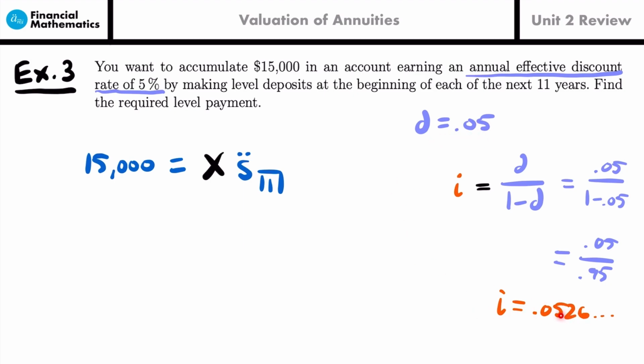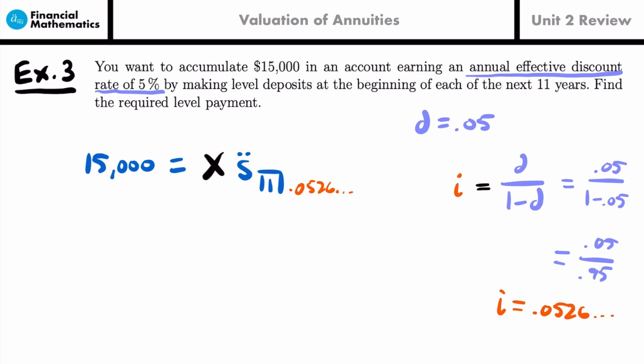So now we can use that in this notation or in this formula because our payments are being made yearly, right? They're being made at the beginning of every year. So now we have an interest rate, not a discount rate, that matches that payment cycle. All right, so we have 0.0526 and some more decimals. Okay, now all that's left to do is to solve for the amount of the level payment X.